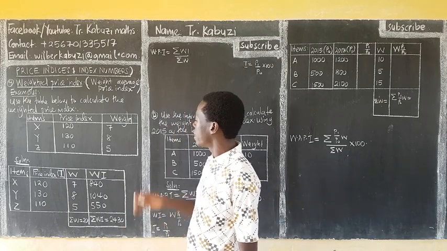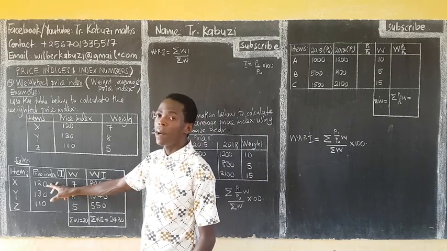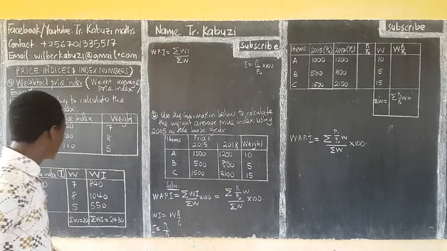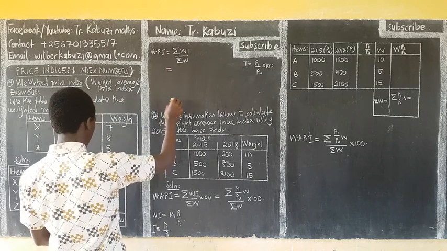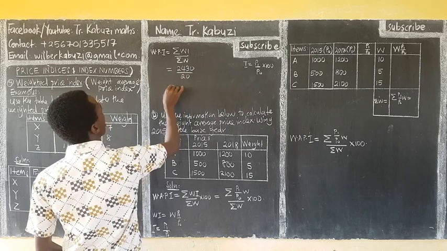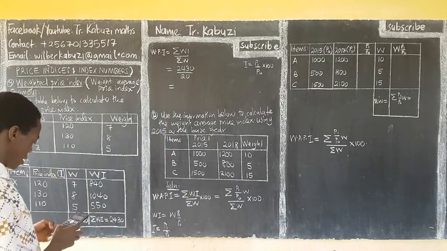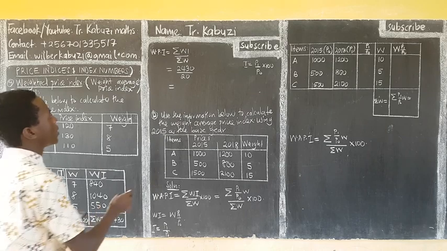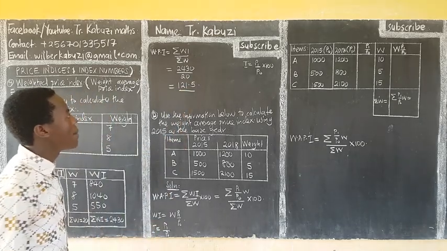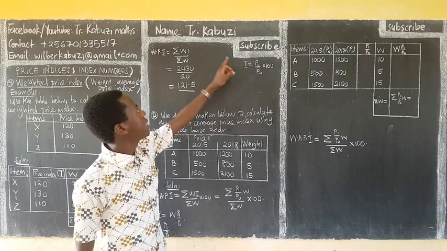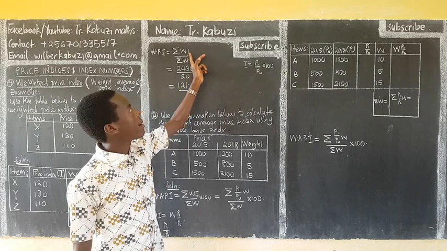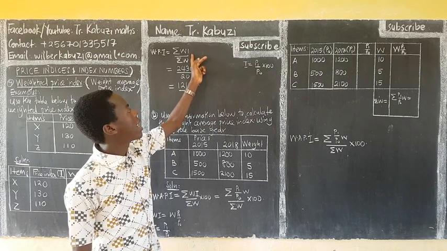Then you just substitute the formula. But because these are already expressed as percentages, I'm not including the 100. So I just substitute my formula, over total weight, which is 20. And here I'm getting 121.5. In this formula, my I is P1 over P0 times 100. That's what my I is. That's why I'm not including this 100.